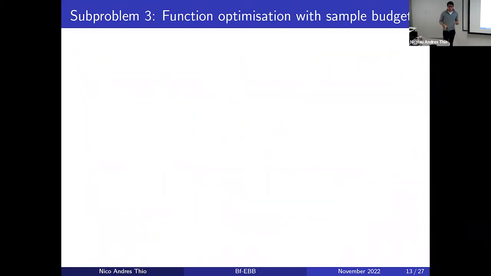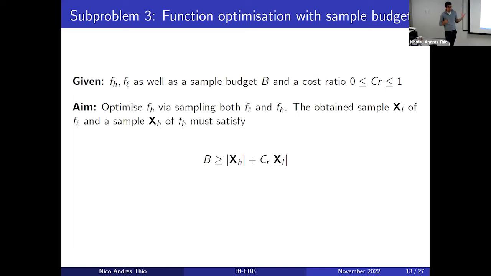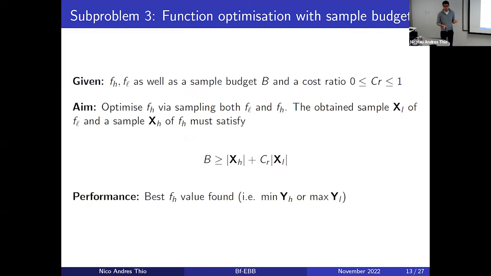Now, this is the more traditional function optimization. Same deal, you have your sources of information, you have your sample budget, and you have a cost ratio, which tells you how much cheaper it is to sample the low fidelity source. You want to gather your information without exceeding the budget. And now all you care about is what is the best point you have found. This can be a minimization problem, find the deepest point in the seas of Australia, or a maximization problem. So you want to find the highest peak in Australia, right?